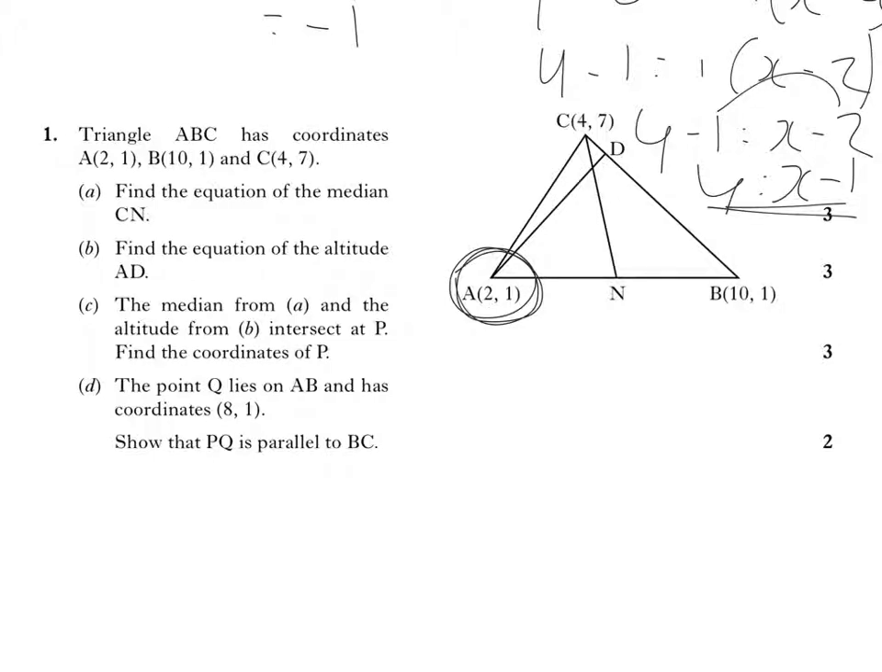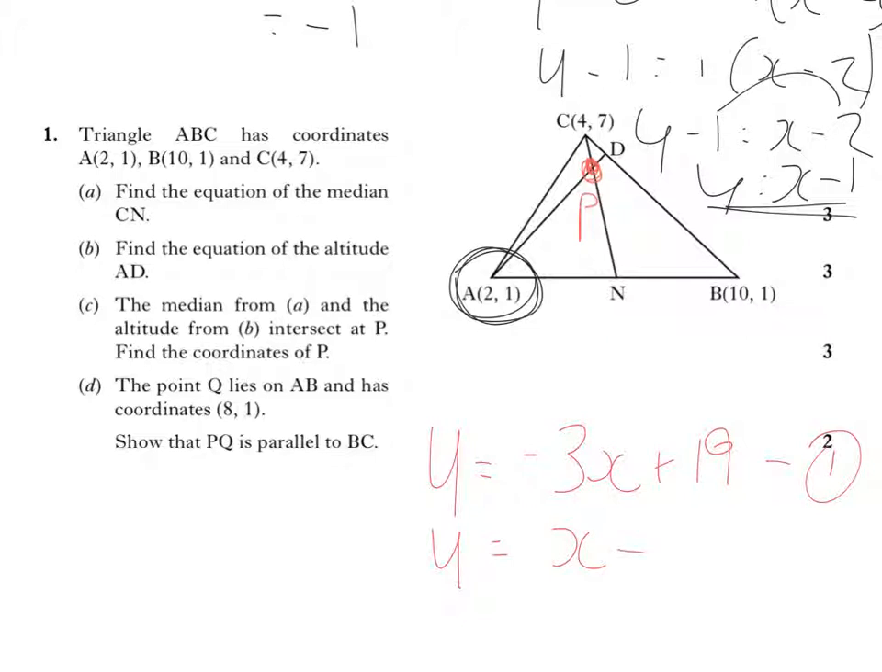Part C says the median from A and altitude from B intersect at a point P. Find the coordinates of the point P, so it's just simultaneous equations. My first equation, for the median, was y equals minus 3x plus 19. Second equation, for the altitude, is y equals x minus 1.